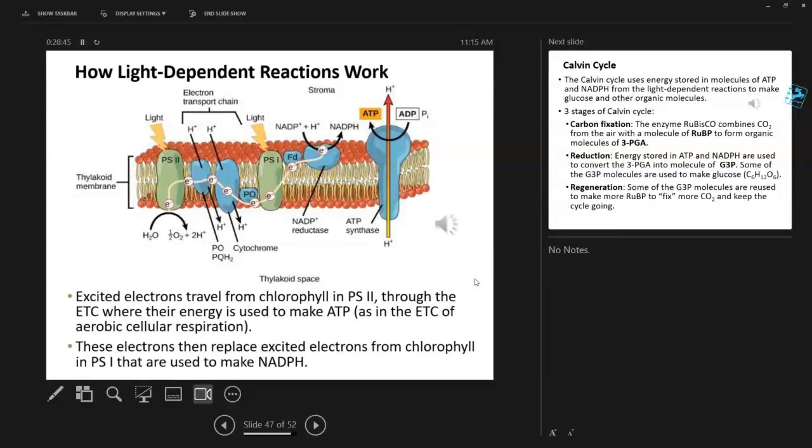Why don't these chlorophyll molecules run out of electrons? Because the electrons from the electron transport chain of photosystem 2 continue on to replace the electrons in photosystem 1 that are always jumping off. Okay, simple, right?